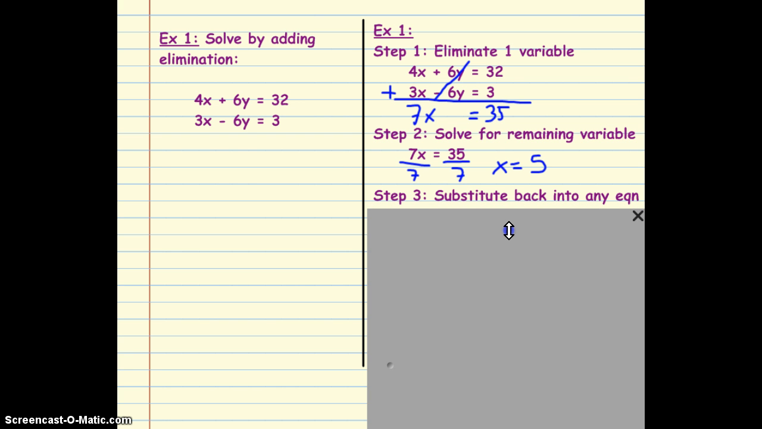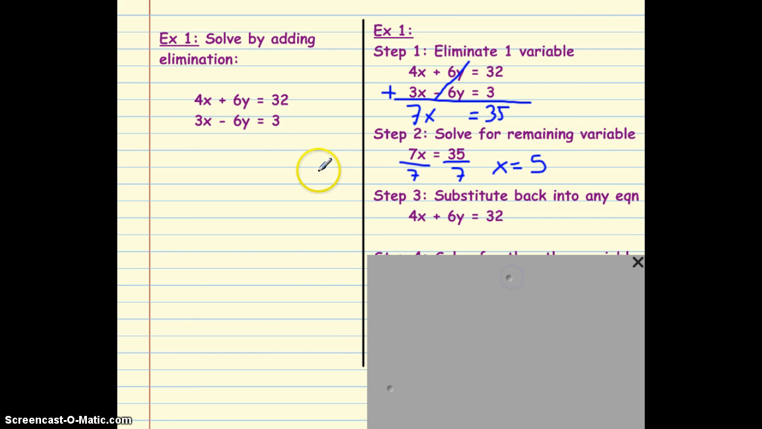Step 3 is we're going to substitute x equals 5 back into any of the two equations that we started with. And I'm just going to choose the top equation. It doesn't matter, you could use the bottom one as well. So we've got 4x plus 6y equals 32, and we know x has to equal 5. So I'm going to substitute in, instead of 4 times x, we're going to do 4 times 5 plus 6y equals 32.